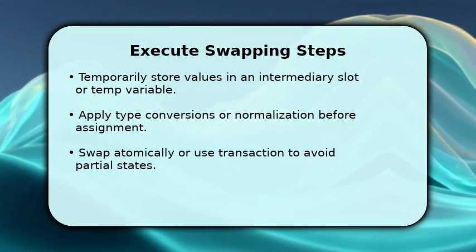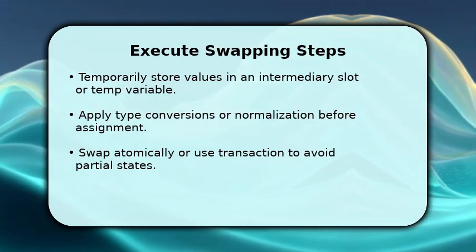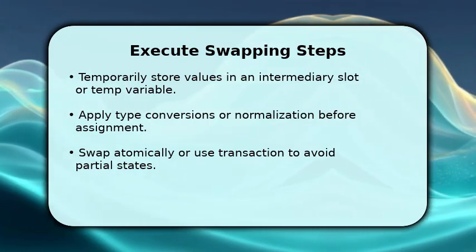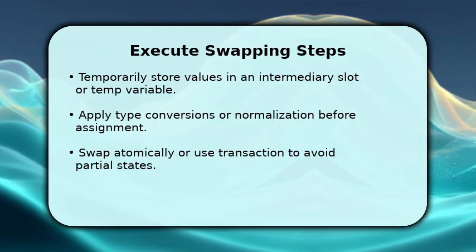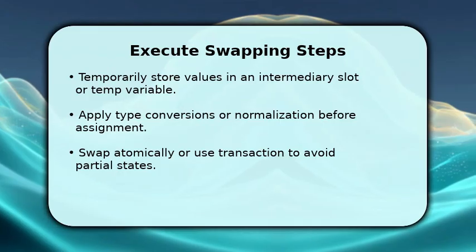If your environment supports transactions, wrap these three operations so you can roll back on failure. Make sure to test with one attribute pair first. This validates the method and reveals edge cases before you batch the rest.